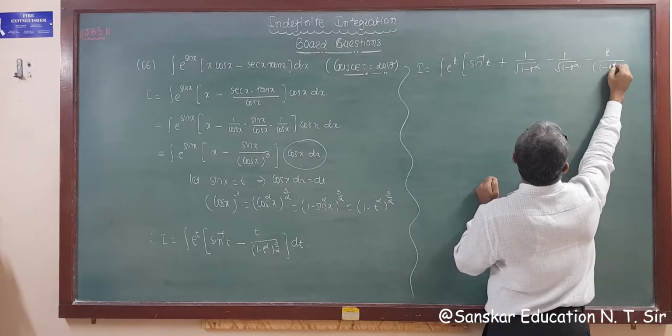Got it? Any problem? Understand the point? What happened here? f x, then this is f dash x now. Consider both together, not f and g. Now e raised to t. What is t? t is sin x. So e raised to sin x. Sine inverse t is x. So this is x minus under root 1 minus t square, that is 1 upon under root 1 minus sine square x, plus c.